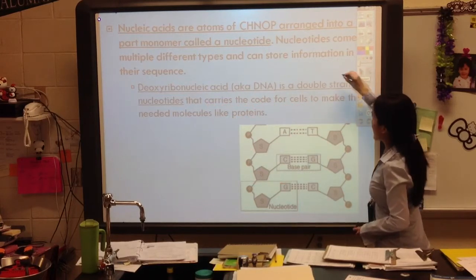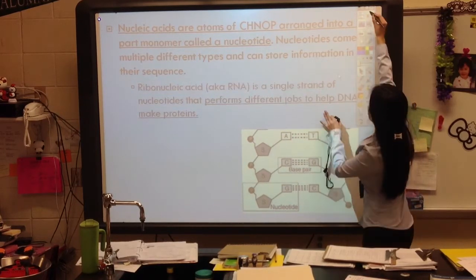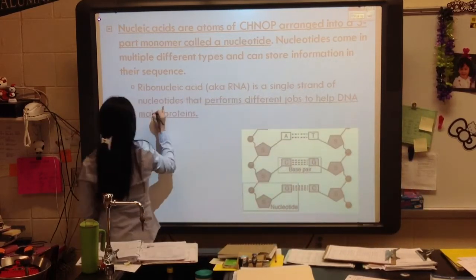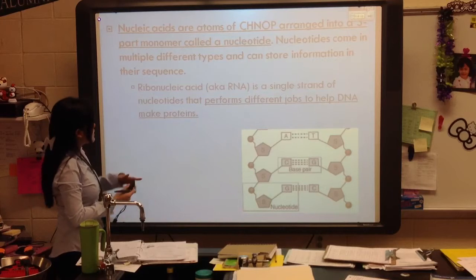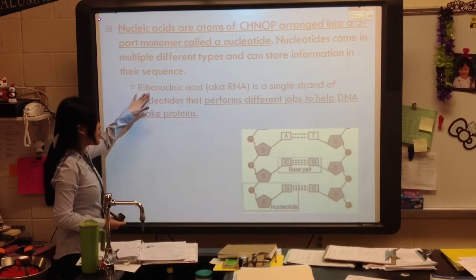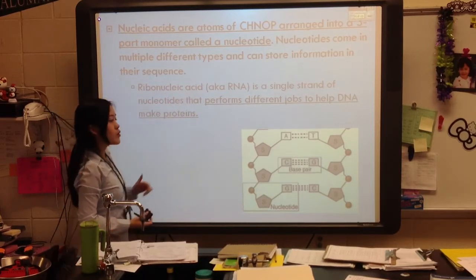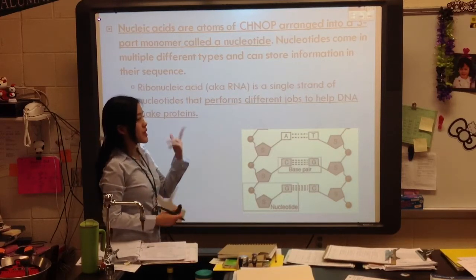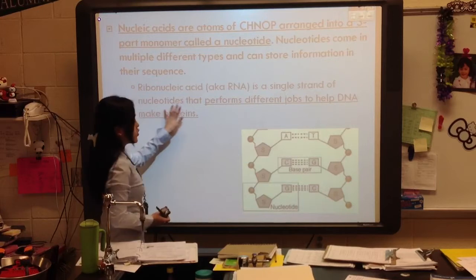The second type of nucleic acid, and this is a new slide right here, so make sure you're paying attention, is number 2, and this is called ribonucleic acid. Ribonucleic acid stands for RNA. It's actually going to be a single strand of nucleotides.